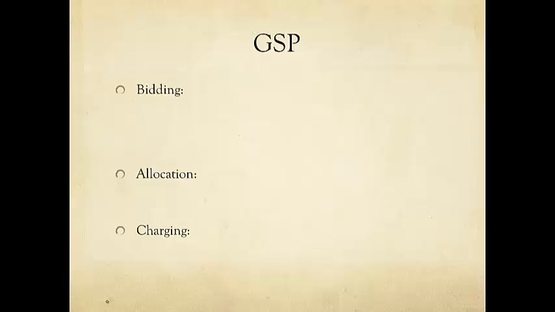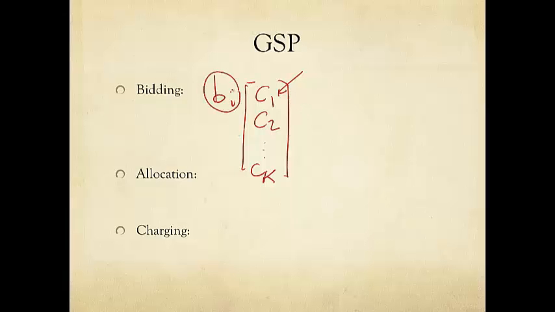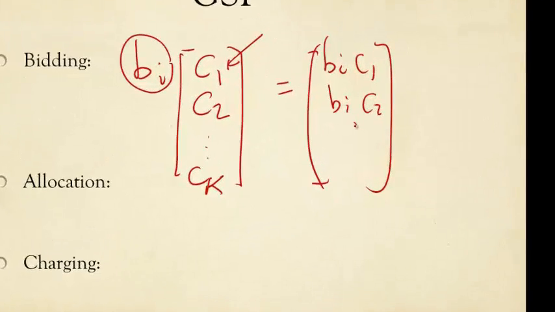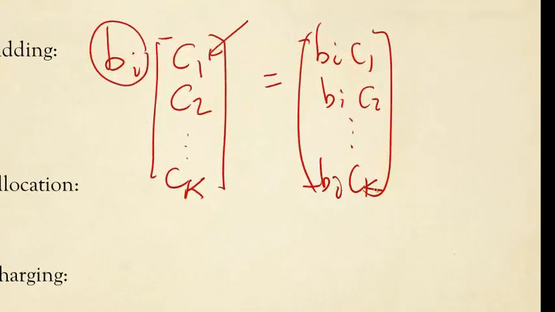So again, let's take a look at this example. The bidding is basically, for each buyer, there's a bid scalar Bi, which multiplies the vector of C1, C2, ..., CK for K items. These are the click-through rates for each item. They are multiplied by Bi. So you can either view this as a scalar bid, or you can view it as a vector bid of Bi C1, Bi C2, ..., Bi CK.